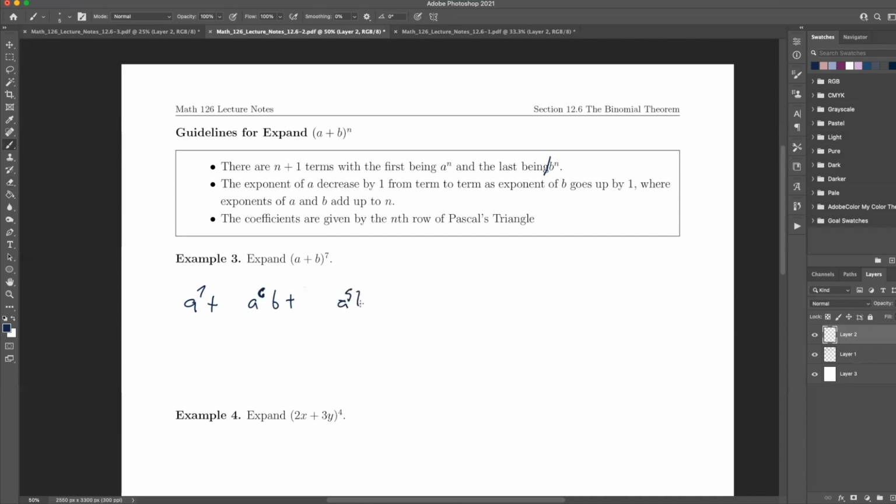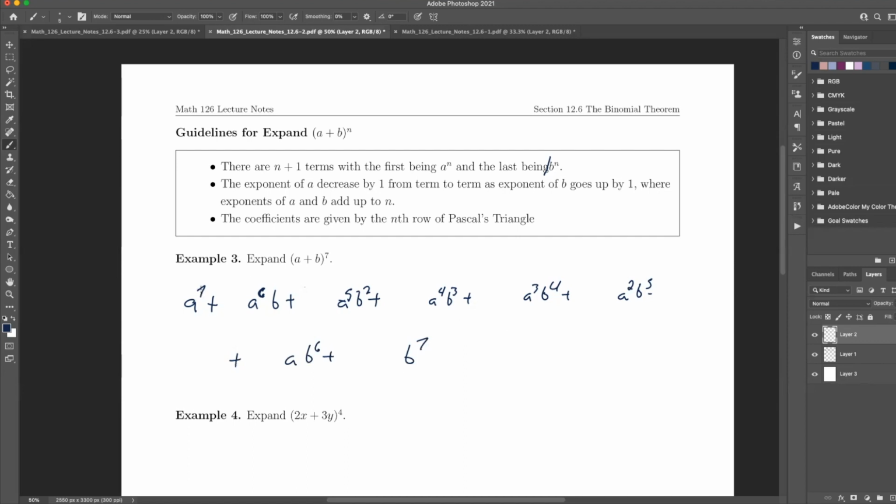A to the 5th, b squared, plus blank. A to the 4th, since this goes down 1 and this goes up 1, b cubed, plus, leave myself a spot, a to the 3rd, b to the 4th, plus, leave some spot, a squared, b to the 5th. I'm going to just go down to the next line so I know I have enough room. So I'll be plus some empty thing, a, b to the 6th, plus something, b to the 7th.